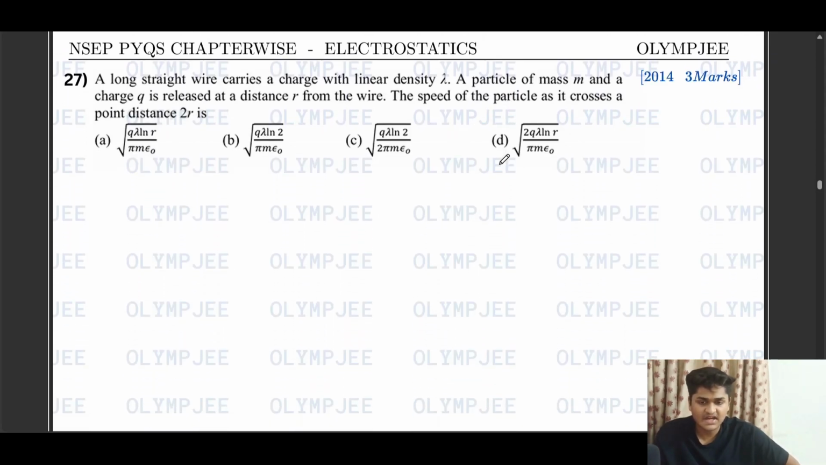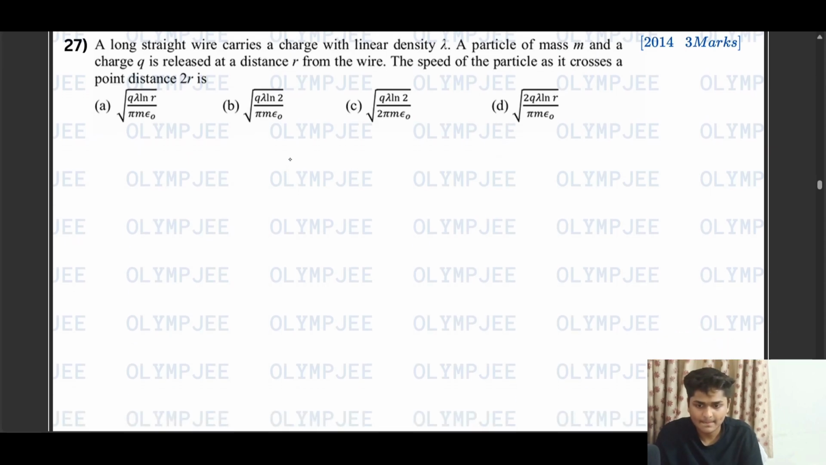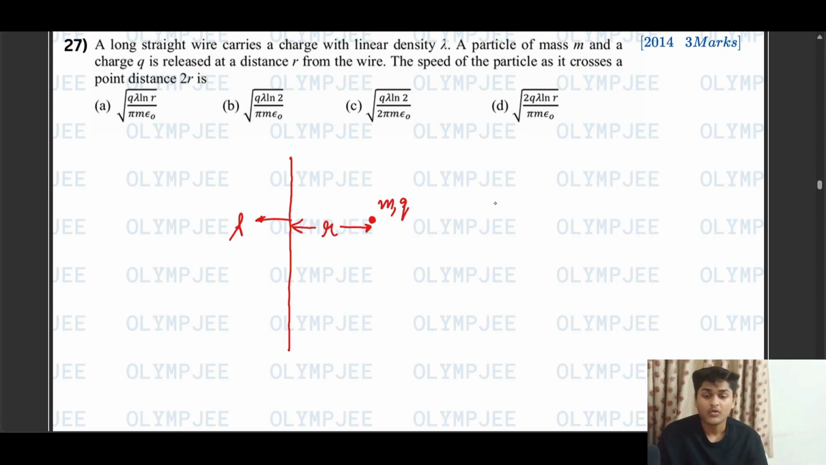A long straight wire carries a charge with linear density lambda. A particle of mass m and charge q is released at a distance r from the wire. The speed of the particle as it crosses a point 2r is. So this has lambda density. A particle of mass m and charge q is released at a distance r from the wire. So we can do this by two methods.